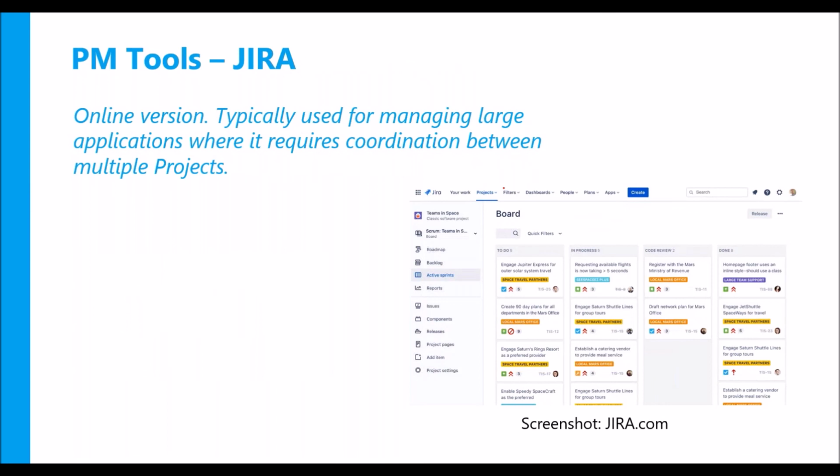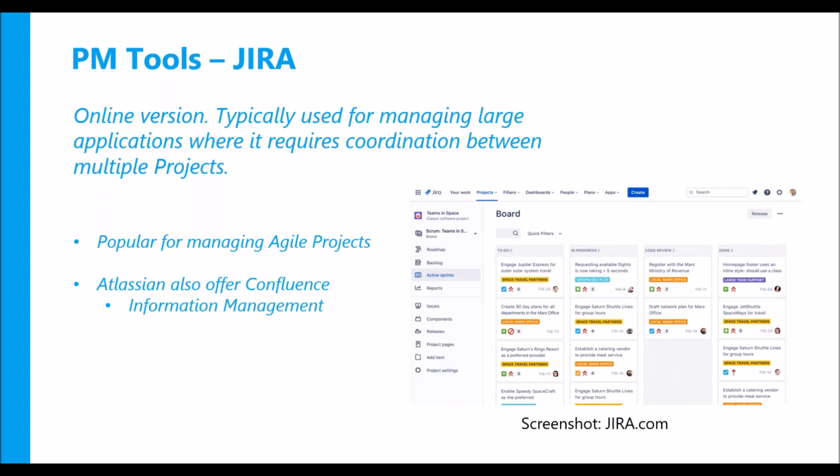The second popular tool I would like to discuss from an Agile perspective, right? Microsoft Project was primarily used for the waterfall method. So Jira is a tool that's widely used today for Agile projects, right? And they have an online version of it where everybody in the team can access it through the internet, right? So it's popular for managing Agile projects, and they also have additional plugins for managing your information in the project, right? And then you can customize the workflow.